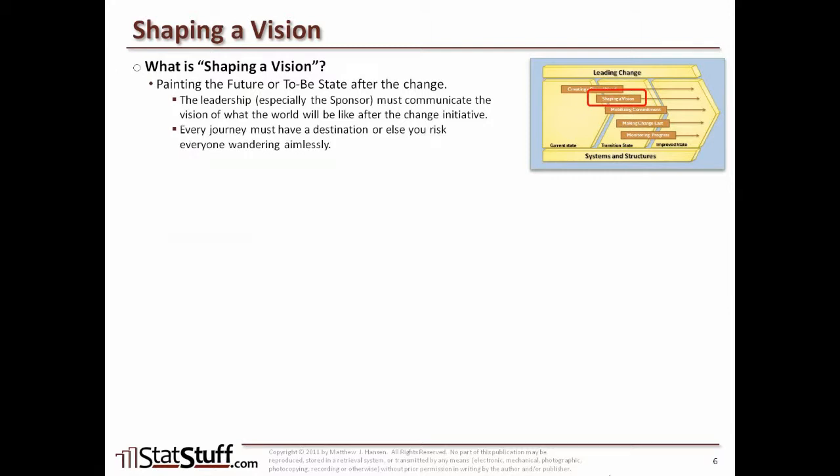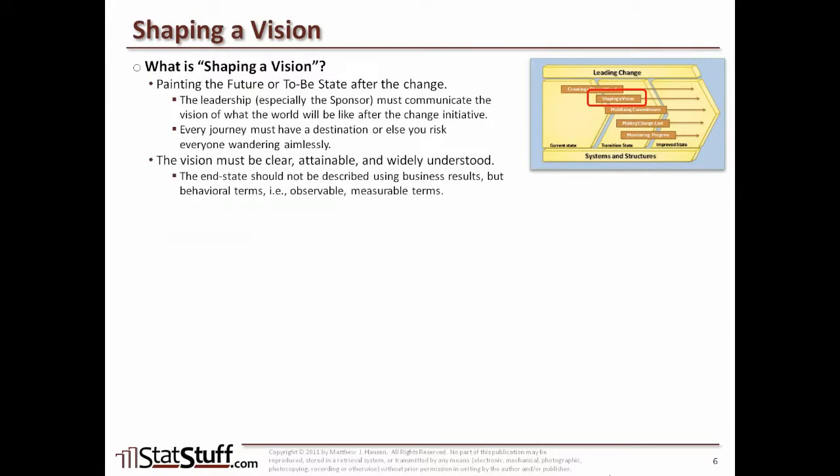Every journey must have a destination, or else you risk everyone wandering aimlessly. So the vision that's painted must be clear, attainable, and widely understood. The end state that's described should not be described using business results, but should include behavioral terms, like observable or measurable terms. Also, define the vision in just one to three sentences.